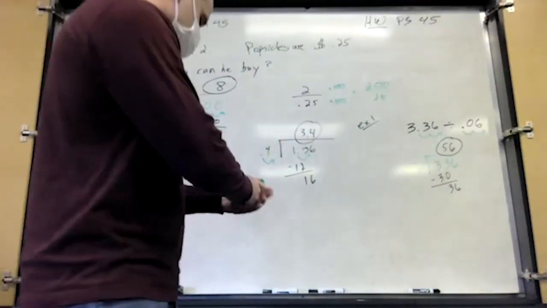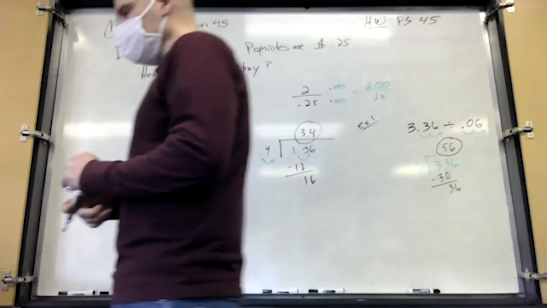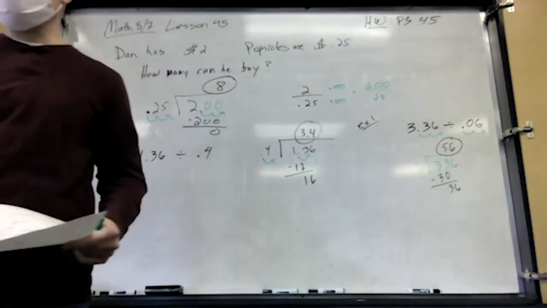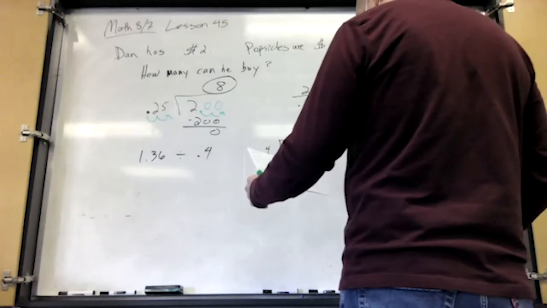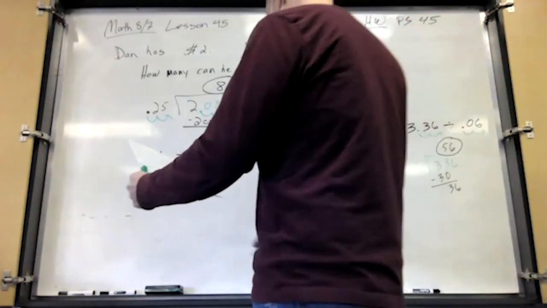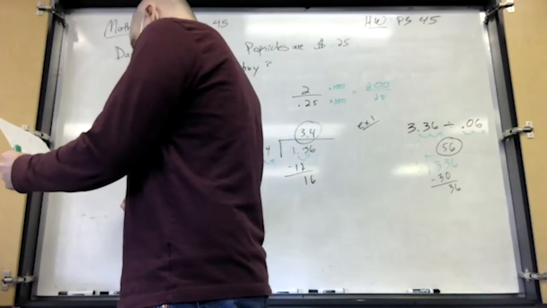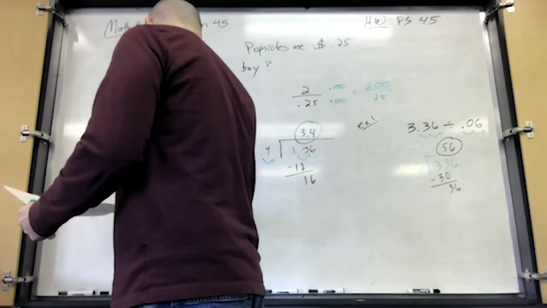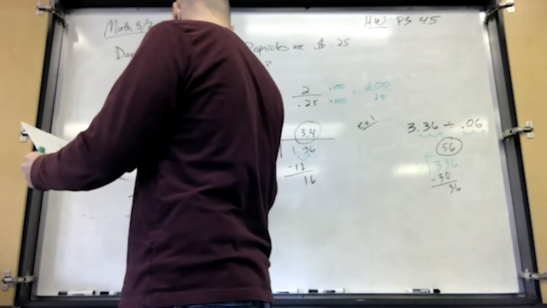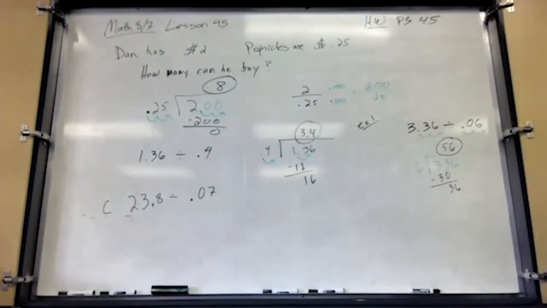All right, let's do one more. Is that what you got in your head? Nice. All right, let's try one more, and then if everyone gets this, then I think we're good and we can move on. Okay. All right, let's try this one. If you can get this one, then I feel like you can understand all of this. So let's do 23.8 divided by 0.07. So this is practice problem C. So 23.8 divided by 0.07.